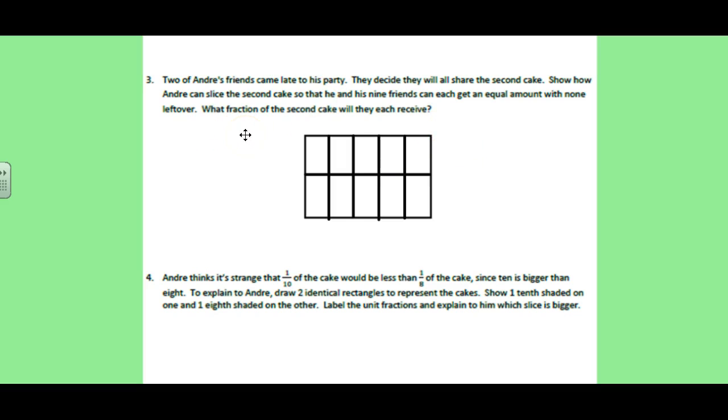So it says, what fraction of the second cake will they each receive? It didn't say anything about shading it, but it does want to know what fraction will each friend receive. So if one person's going to get 1 piece of cake and there are 10 pieces of cake total, then that tells me that they're each going to have 1/10 of the cake. So each person will receive 1/10 of the cake.